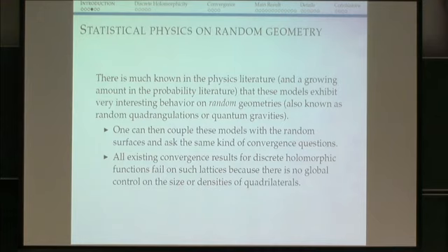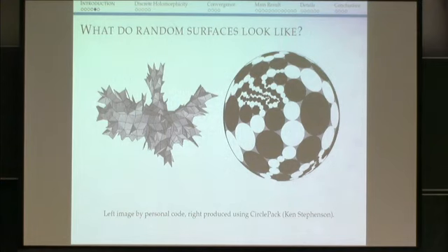And what does that mean? Here are some random surfaces. Over here, this is just a few hundred quadrilaterals, not a very big surface. I just picked it at random, and it's embedded in a way that attempts to be isometric, as close to an isometric embedding as you can get into R3. And on the right, again, we've seen many pictures like this in these talks so far, what we have is the circle-packed version of this exact same surface.